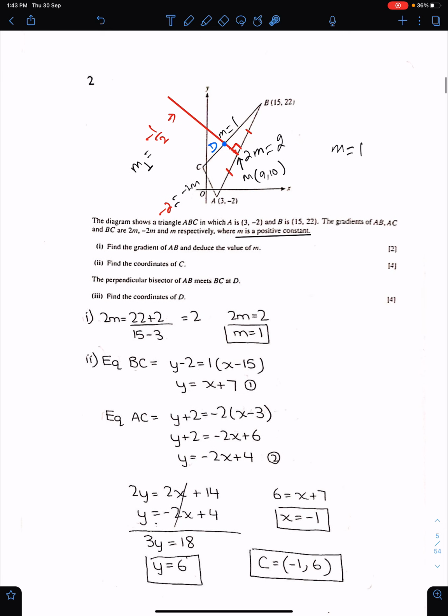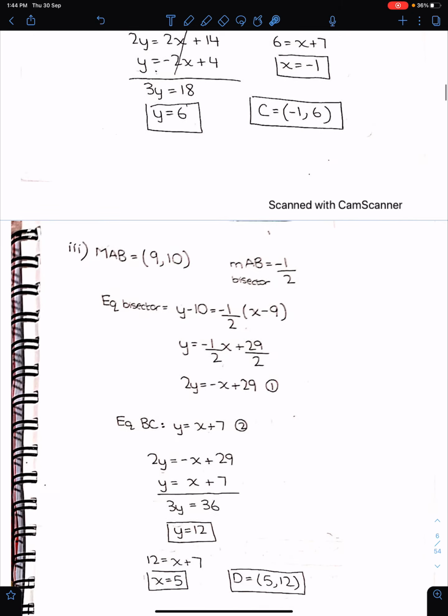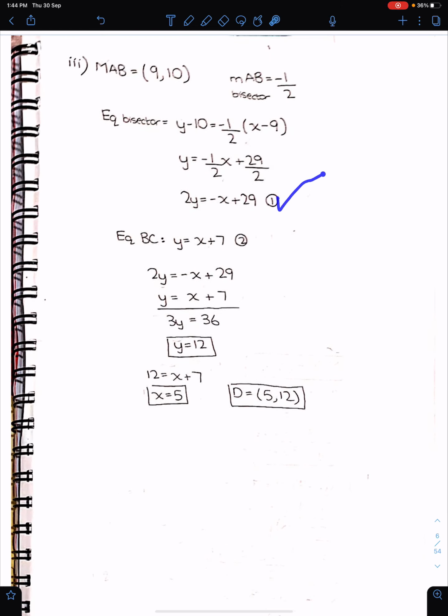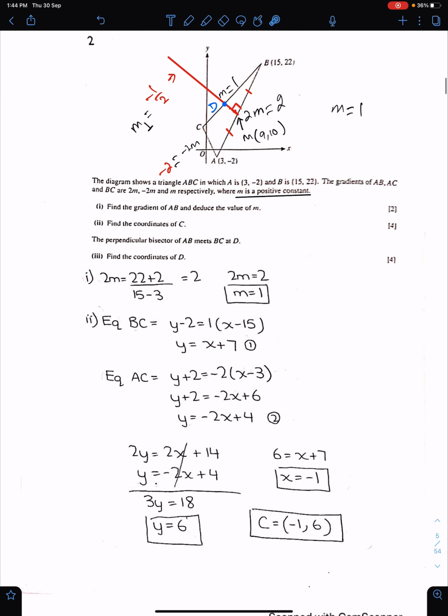Now the perpendicular bisector of AB, whose equation we have found, meets BC at D. This bisector intersects BC at D. Therefore, for the coordinates of D, we need to solve the equation of this bisector with the equation of line BC, because D is the point of intersection of these two lines. So by solving them, we can get the coordinates of D. You can check the solution again.